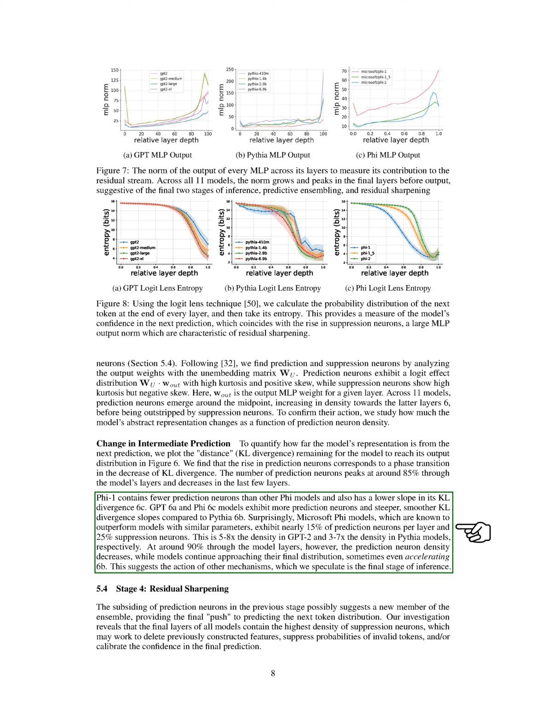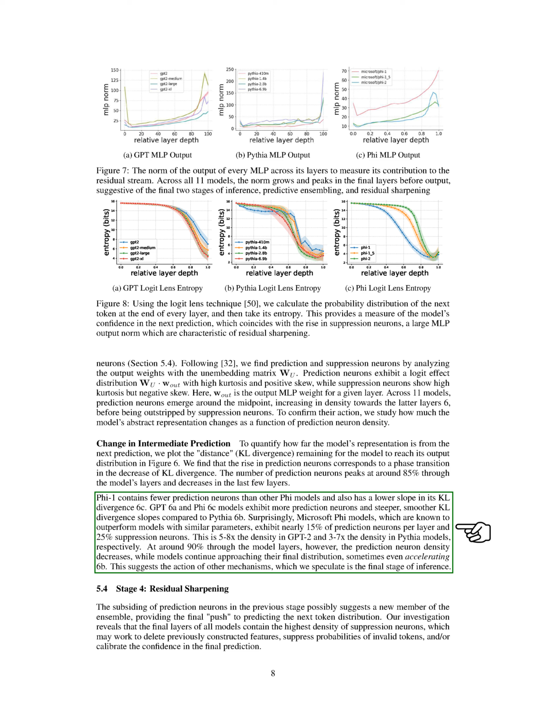However, around 90% through the model layers, the prediction neuron density decreases as the models approach their final distribution, sometimes even speeding up, indicating the involvement of other mechanisms, possibly the final stage of inference. In the next stage, called residual sharpening, the decrease in prediction neurons suggests the presence of a new member in the ensemble that aids in predicting the next token distribution.